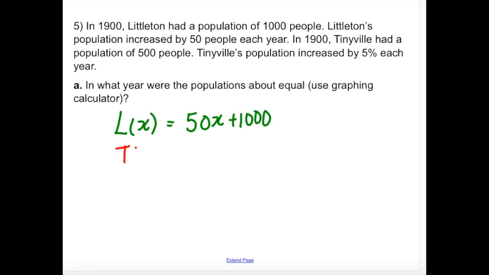For your T of x, Tinyville's population, you need to remember your exponential growth function and how it looks. You know it's increasing by 5%. So we start with your initial population, which is 500 people. So 500, open parenthesis, and for growth it's going to be 1 plus 0.05, which is 1.05, and you write the x as an exponent. So that's your T of x. Now we need to plug it into the calculator because it says to use graphing calculators. So take out your graphing calculators and go to y equals.